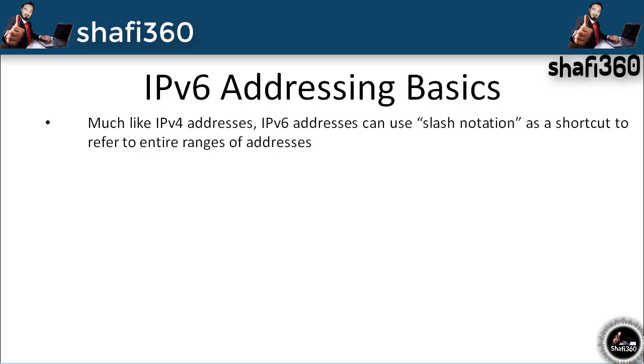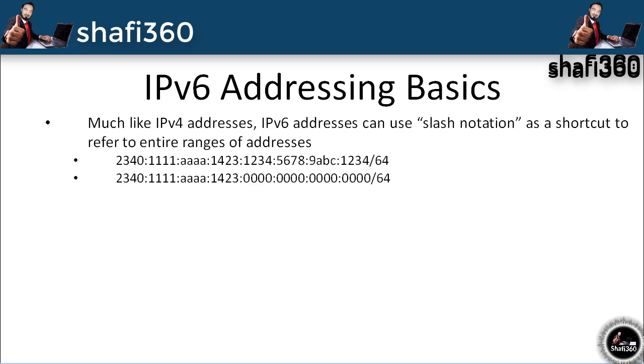Now, much like IPv4 addresses, IPv6 addresses can use a slash notation as a shortcut to refer to entire ranges of addresses. For example, this IP address here is in the network 2340.1111 1423 and a whole bunch of zeros, or if you follow the shortcuts that we mentioned on the previous slide, that's the actual subnet for this particular IPv6 address. Again, much like a /16 or a /24 network, you can have a /64 network and just basically cut the address in half. The second half of it is all zeros, just like in an IPv4 subnet.